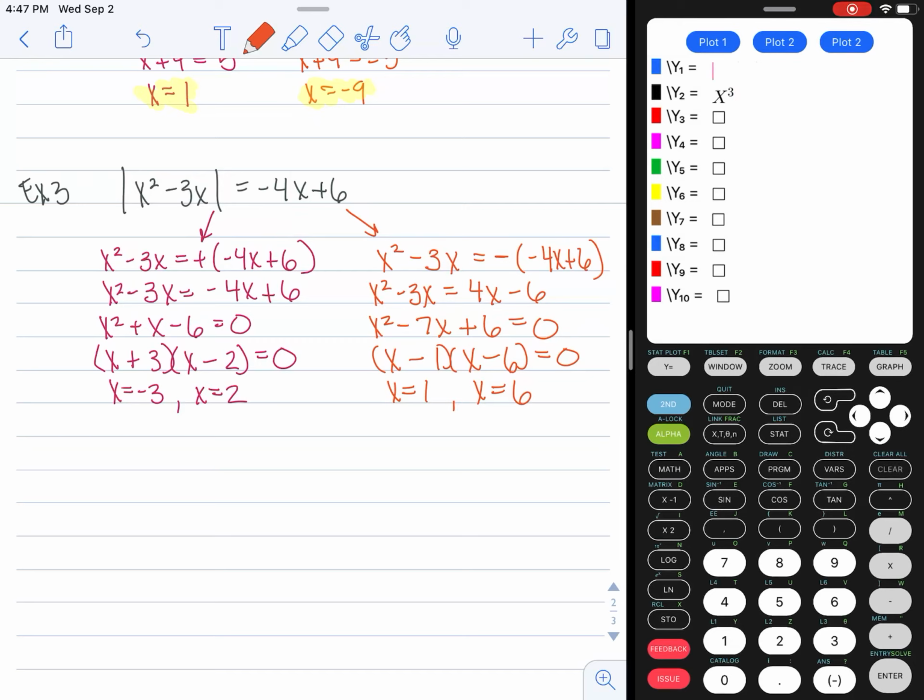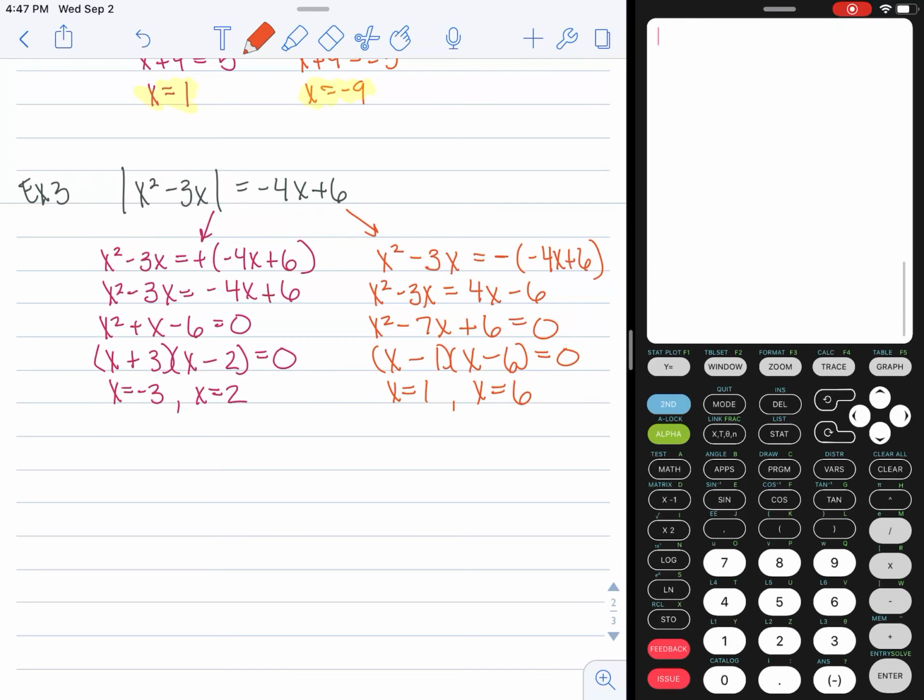And clear, let's go second quit. Okay, so the first value was negative 3, so I'm going to go negative 3 stow x. I stored that value for x, and now I'm literally going to just write exactly what I see. So absolute value of x squared minus 3x, enter, get the value of 18.